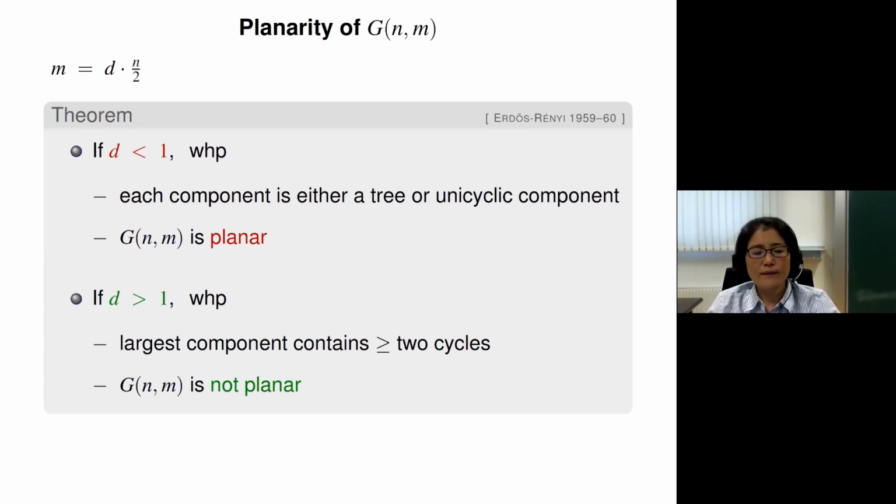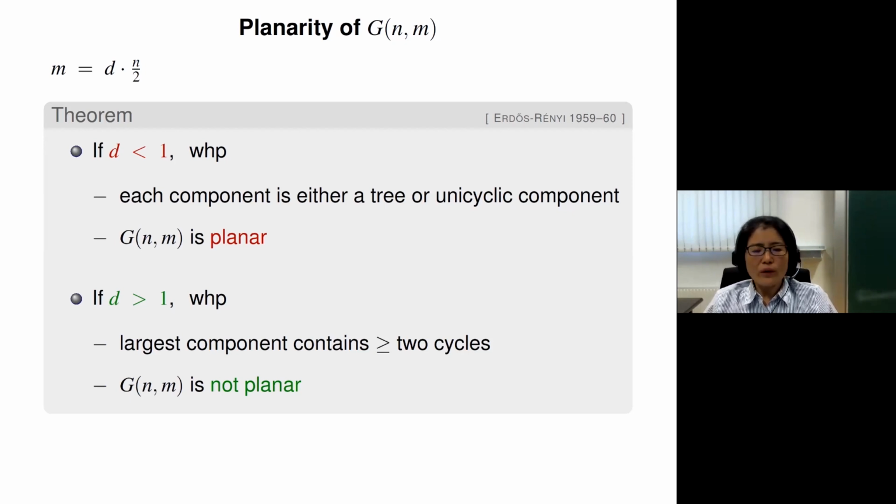On the other hand, when d is around 1, some complex components emerge, in the sense that the largest component contains at least 2 cycles. Even more complex structure appears, namely, with high probability, G(n,m) will contain a subdivision of the complete bipartite graph K3,3. According to the Kuratowski theorem, if a graph contains a topological minor, or a subdivision, of the complete bipartite graph K3,3, then it is not planar. Therefore, G(n,m) is indeed not planar.